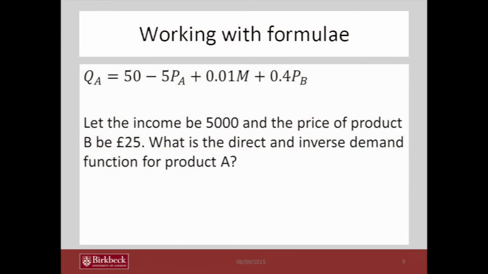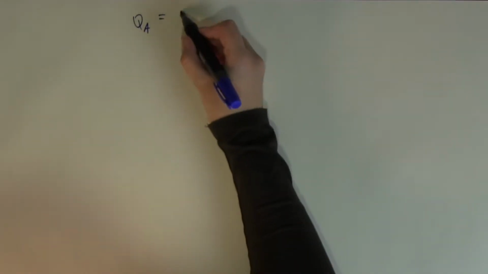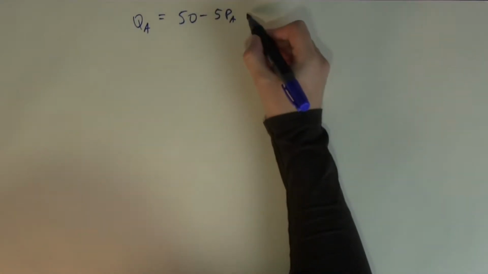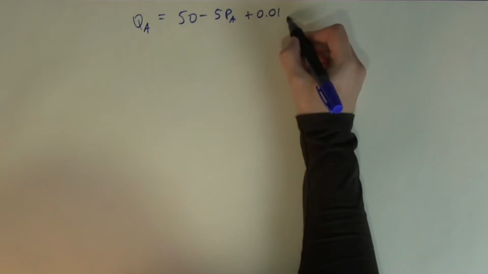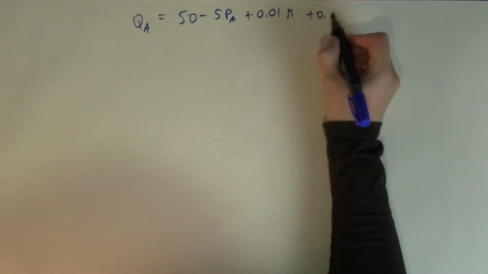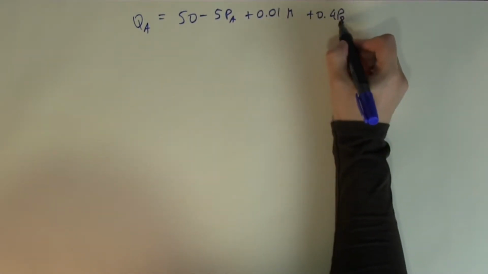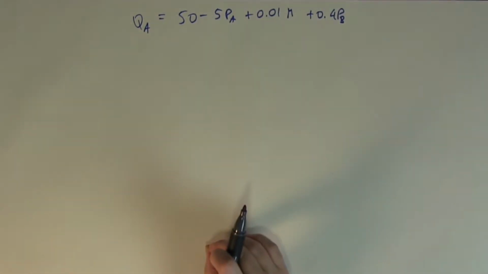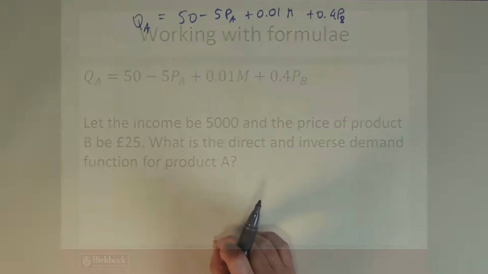Now, let's look at this kind of question again with slightly different numbers. So QA equals 50 minus 5PA plus 0.01 M plus 0.4 PB. Again, the question is, what are the direct and inverse demand functions?